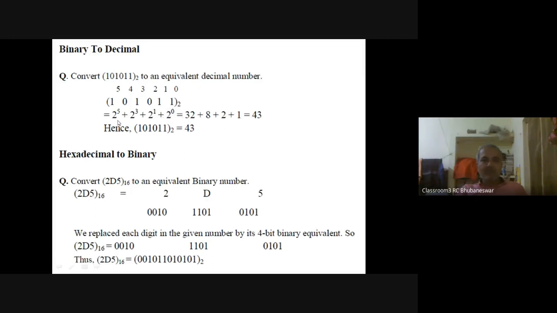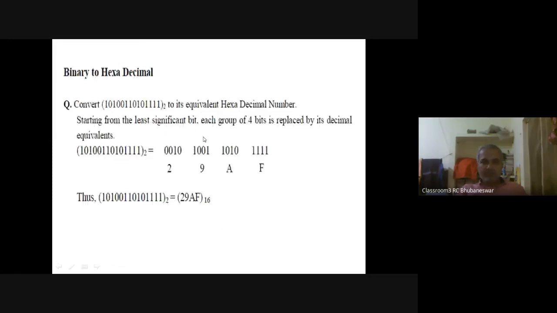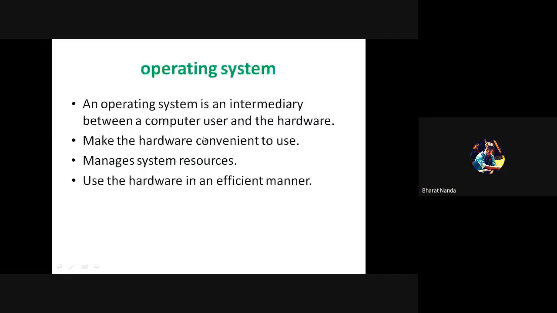कितना हो गया? 32 plus 8 plus 2 plus 1 is equal to 43. It is the decimal equivalent of binary numbers 1 0 1 0 1 1. Is it clear? Yes, sir.